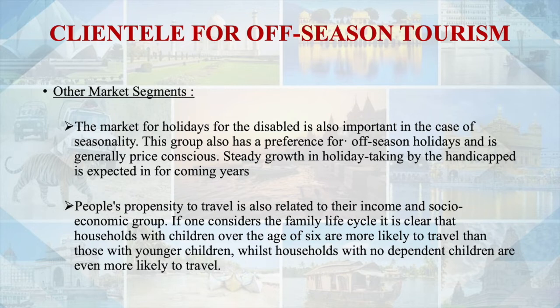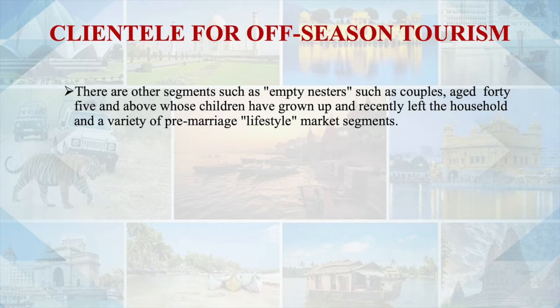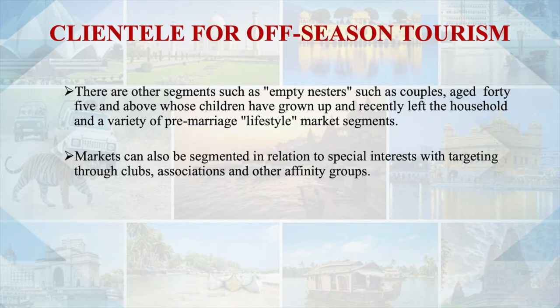If we consider the family life cycle, it is clear that households with children over the age of 6 are more likely to travel than those with younger children, whereas households with no dependent children have much more propensity to travel. There are other segments such as empty nesters, couples with no children, people above 45 whose children have grown up and left the household, and a number of other segments in the market.